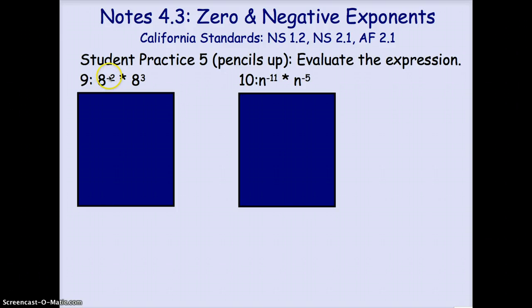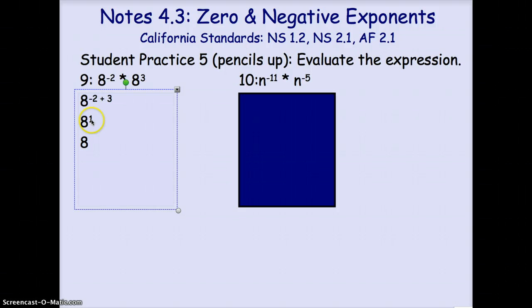Okay, welcome back. -2 plus 3. I'm adding a negative and a positive, which tells me I'm secretly subtracting, which would give me a +1 as my answer, and anything to the first power, of course, would simply be itself, so 8.